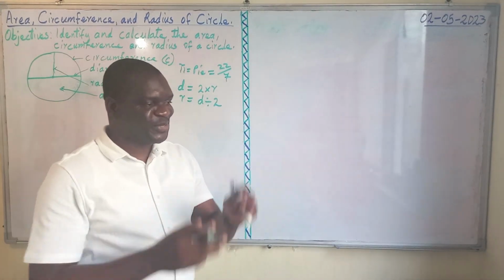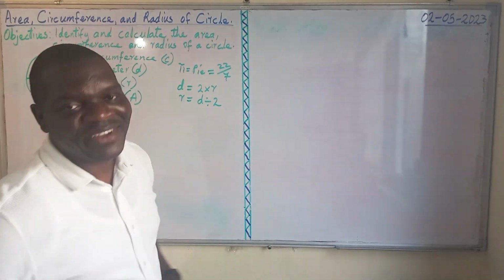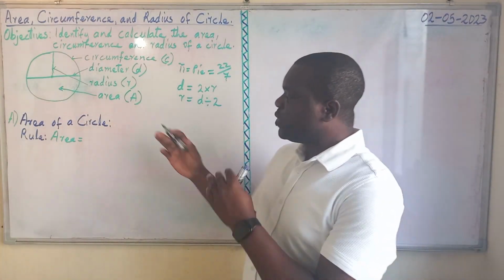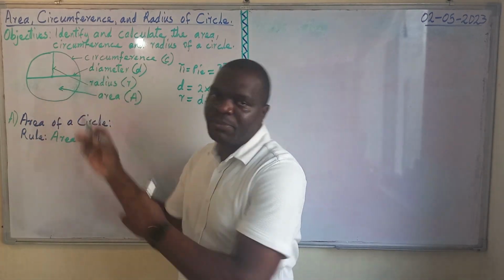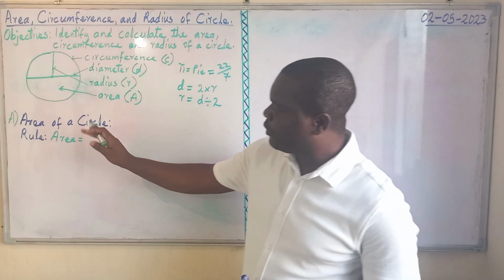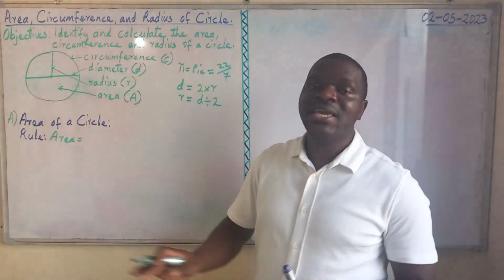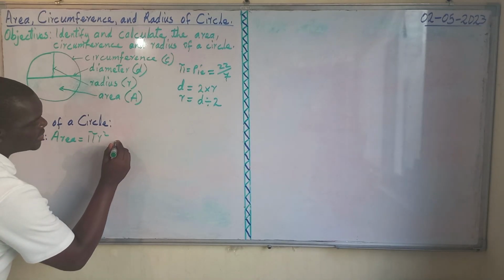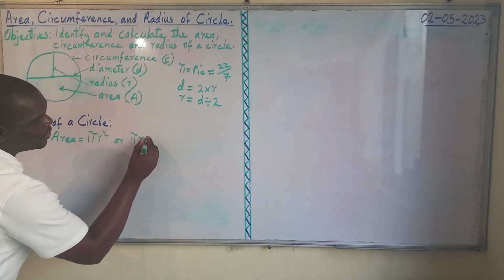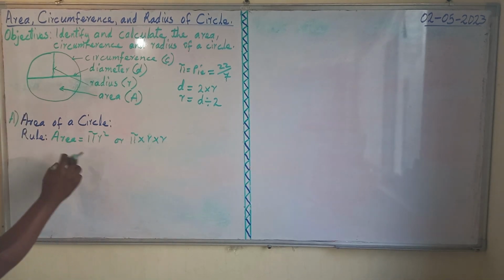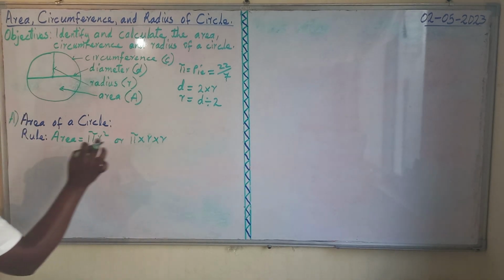Now let's move on to the first aspect, that is the area of a circle. As we have always said, once we have an aspect of a shape, what guides us to the answer is the rule. So the rule for calculating the area of a circle is pi radius squared. This is the same as pi times radius times radius. Radius squared means radius times radius. So this is just the expanded form of this.